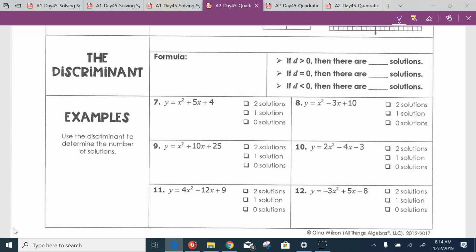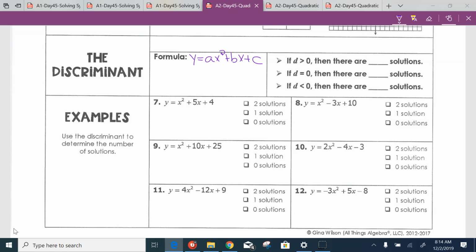The discriminant is a formula that tells you how many solutions you can expect just by using the A, the B, and the C's and manipulating them. So the actual equation for the discriminant. Now, first of all, you have to have your equation in standard form. That means with ax squared, and then you have x's, and then you have your constant. So in that exact order.